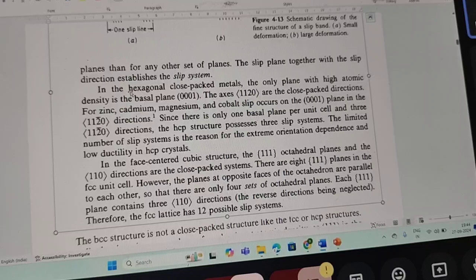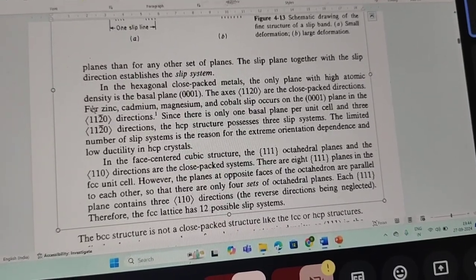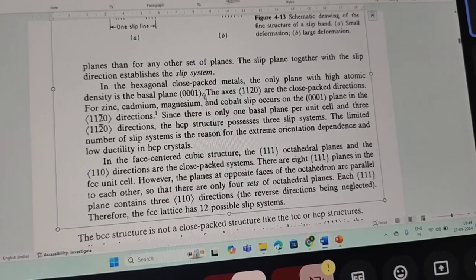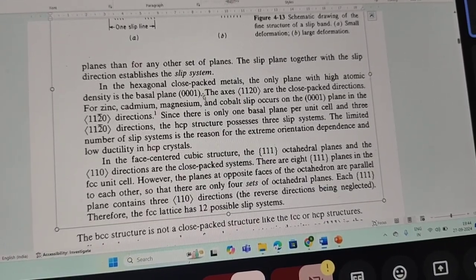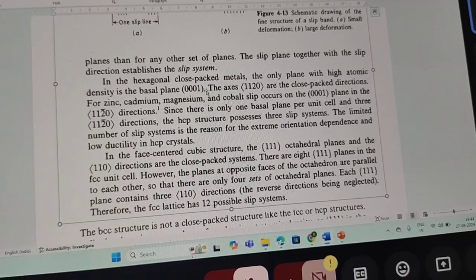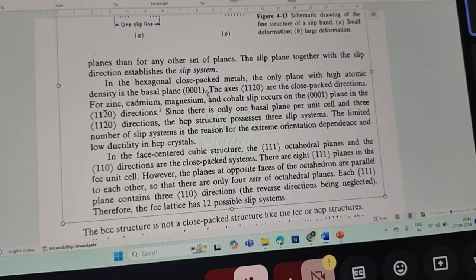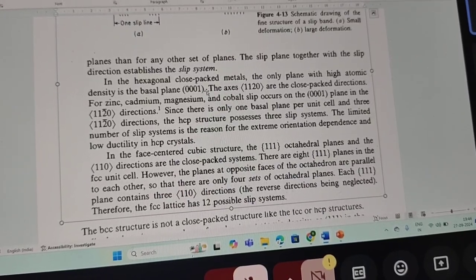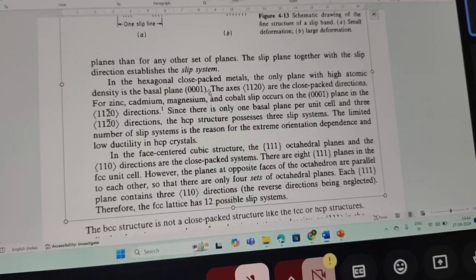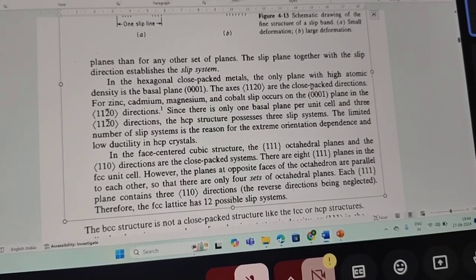Now it is written here. In a hexagonal close-packed metal, the only slip plane with high atomic density is the basal plane. The basal plane is 0001, because the hexagonal close-packed lattice uses HKIL indices, not HKL indices. There are three 120-degree directions in the basal plane and then one C direction, so HKIL indices are used, and the axis is 1120, the close-packed direction.